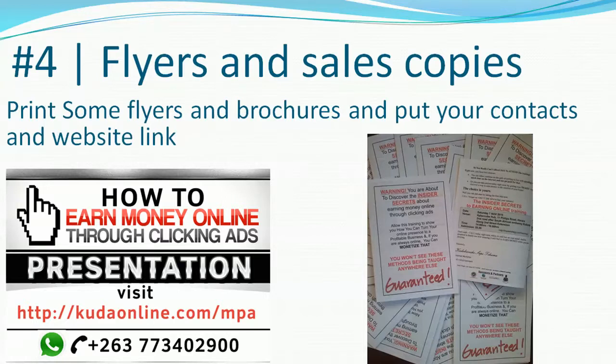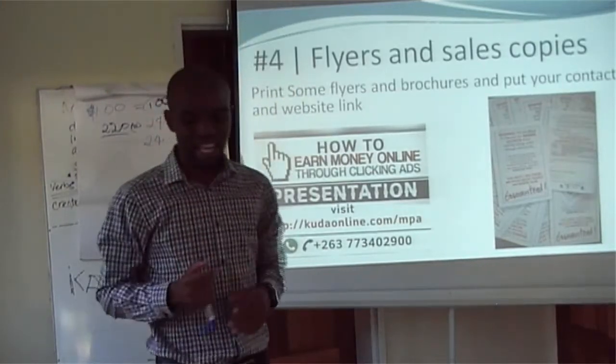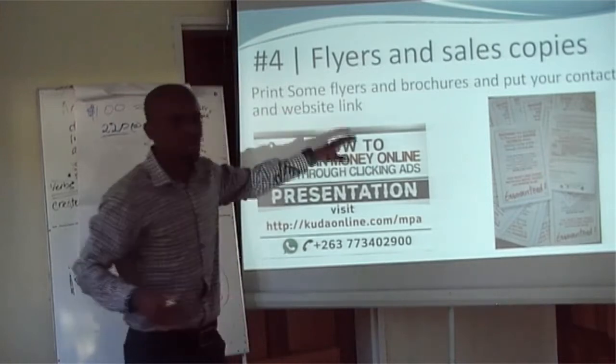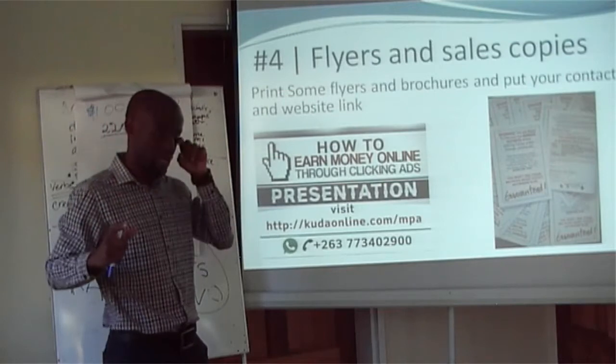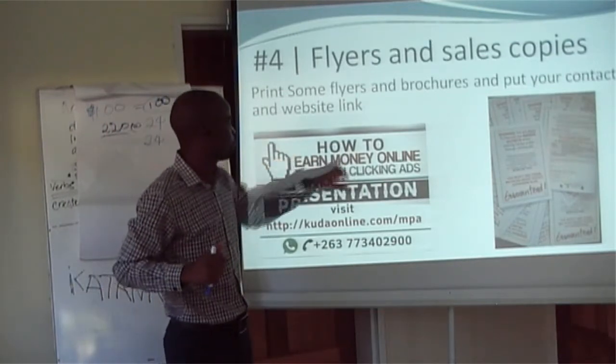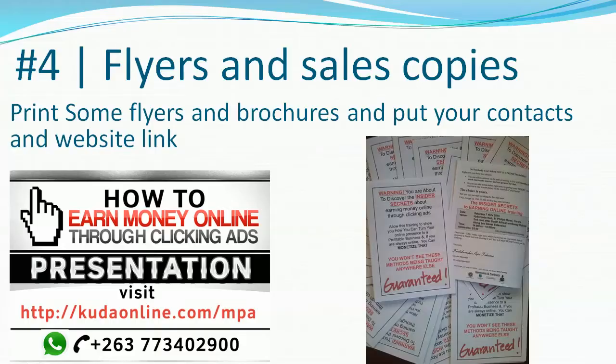Now, you need to do what is known as some flyers. I'll tell you something. Who came here because they saw my flyer in town? Two hands at the back. What I did was, I did a little flyer. I did about 2,000 of them. The topic is how to make money, how to earn money online through clicking ads. Presentation. Visit kudaonline.com/MPA. Does that make sense? And there's my number there.